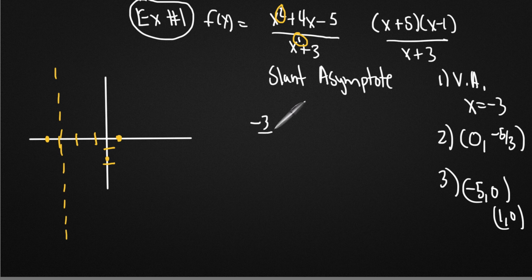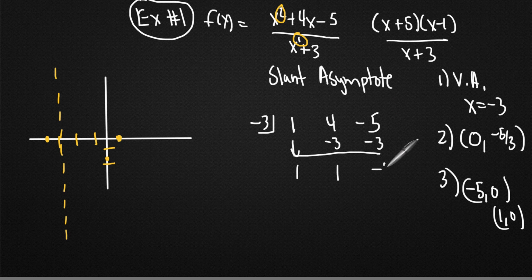So I'm going to put -3 in the box. And you have 1, 4, -5. Bring down the 1. -3 times 1 is -3. 4 plus -3 is 1. -3 plus 1 is -3. And it's going to be -8.